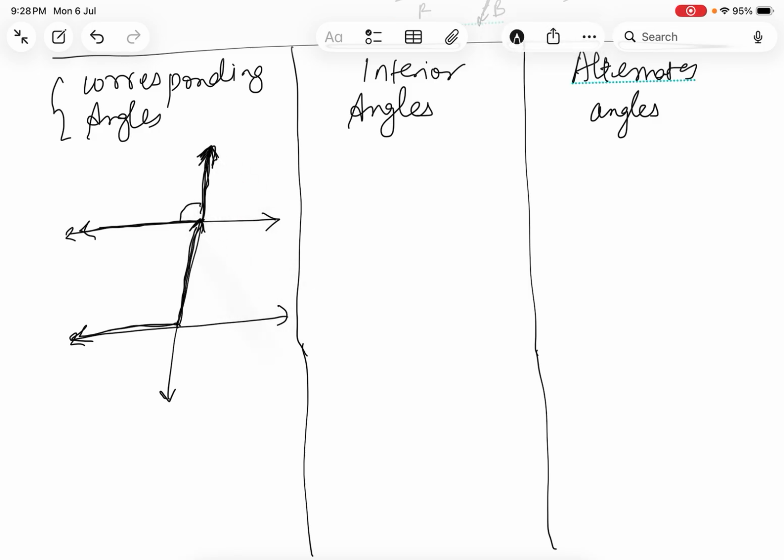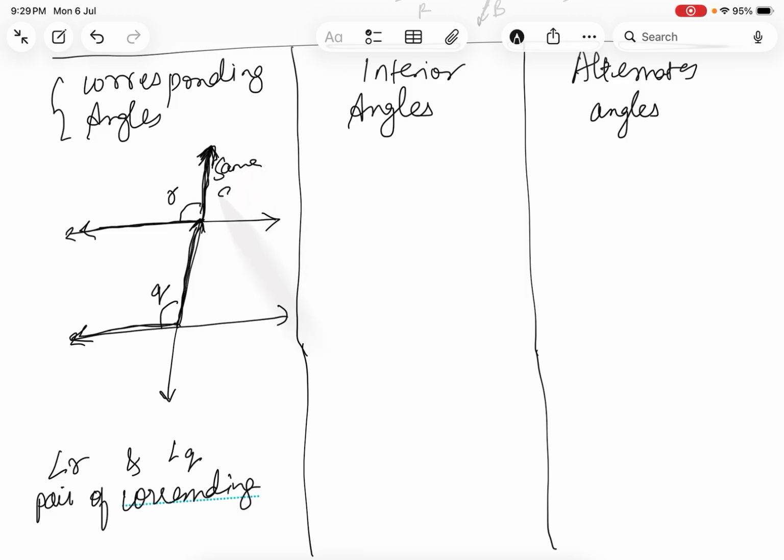So the angles formed are known as corresponding angles. Angle R and angle Q are a pair of corresponding angles. So what is the important concept? Both of the rays are on the same side of the transversal, or in the same direction of the transversal, and the other ray is also on the same side of the transversal. Then that is known as a corresponding angle.